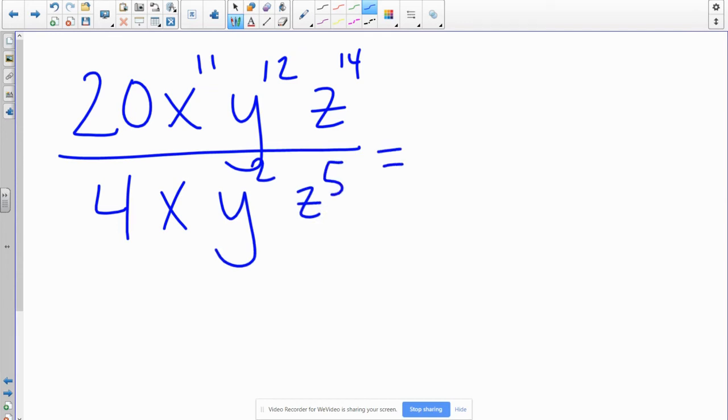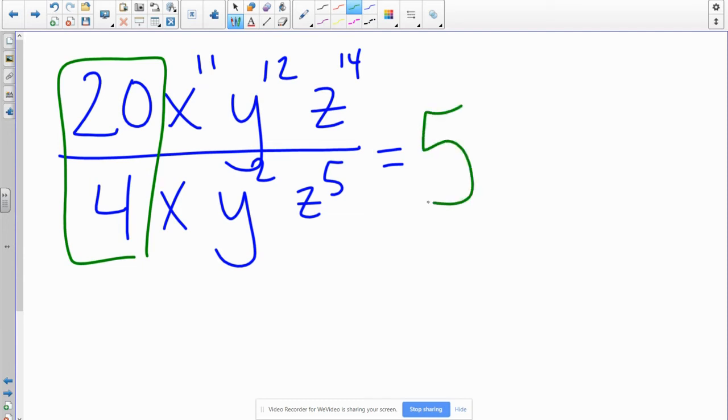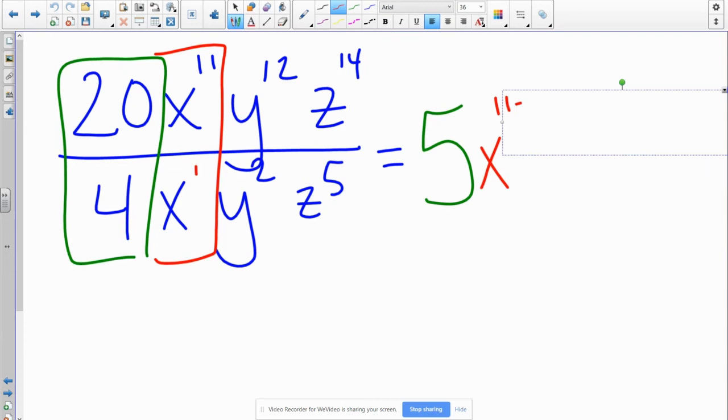Okay, so let's go through our coefficients. Treat coefficients as coefficients, or numbers as numbers there. So 20 divided by 4 is 5. Now we're going to look at our x's. We have 11 x's on top, and we have 1 x on the bottom. Make sure you notice that even though there isn't an exponent, there's just one of them. I can put a 1 there if it helps you. So 11 on top, 1 on the bottom. We're going to subtract those two.